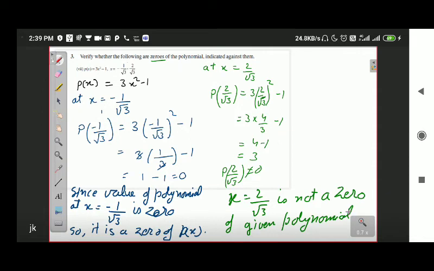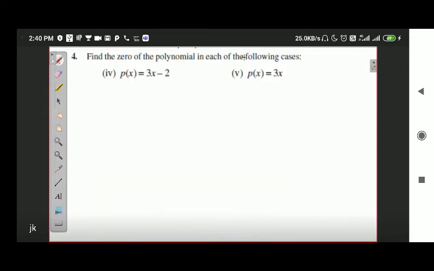Okay, so what we have learned here is, when the value of the polynomial is 0 for a given value of x, then that value of x is called the 0 of the polynomial. And suppose for any x we do not get the value of the polynomial as 0, then that x is not the 0 of the given polynomial. Okay. Moving on, question number 4.